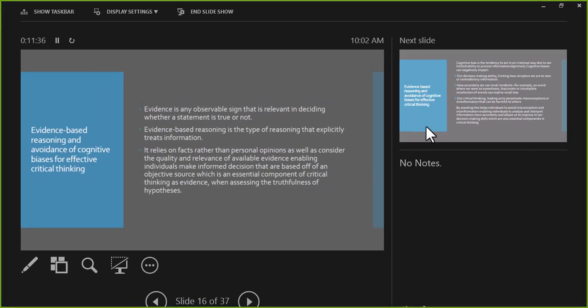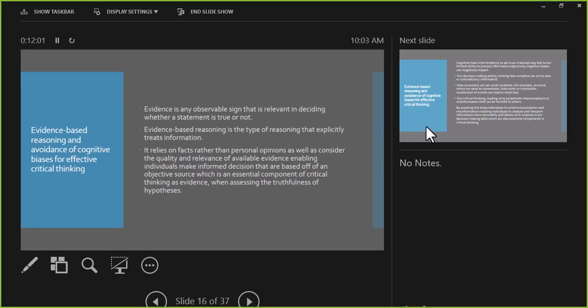So what is evidence-based reasoning? First of all, what is evidence in itself? It is simply an observable sign. It is a datum or a piece of information that is relevant to deciding whether a statement or a hypothesis in the moment is true or false. We use it in order to state that a hypothesis is correct or not correct.